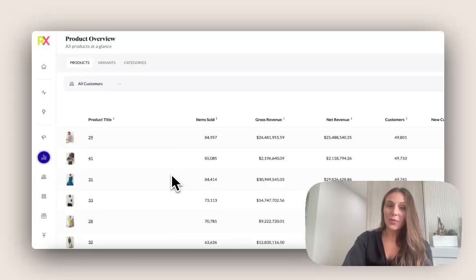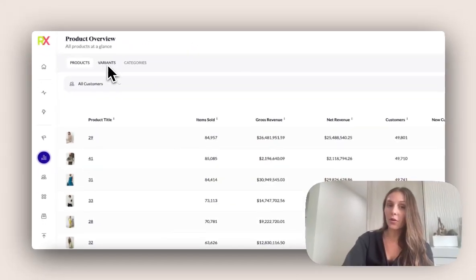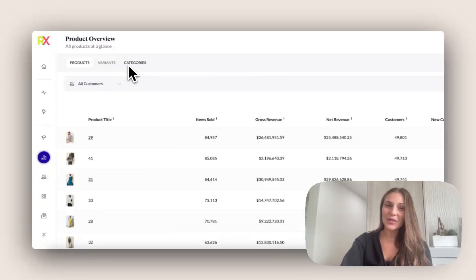In general, this report is showing you all of the products that are associated with your order lines, and we have some really interesting performance metrics associated with each. In addition to this, if you wanted to take a look at this analysis on a product level, a SKU level, a category level, or a brand level, you can easily do so just by clicking into these different options here. But for this video, we'll be taking a look at the product level.